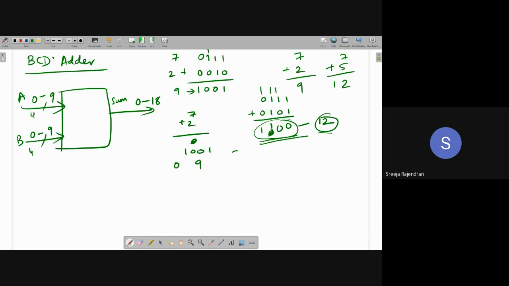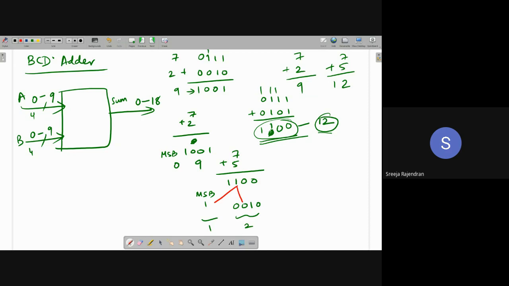Now when I'm adding 7 and 5, I should get 12. I'm getting 1100. This is my 12, but this is not BCD 12. BCD 12 should come as 1 2. That means I should have an MSB, which is 1, and the next should become 2, which means it has to be 0010, right? Then this I can call 2 and this is 1. I have to convert this into this form.